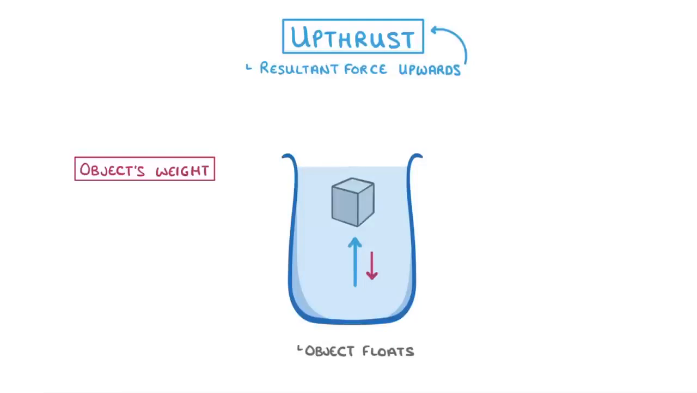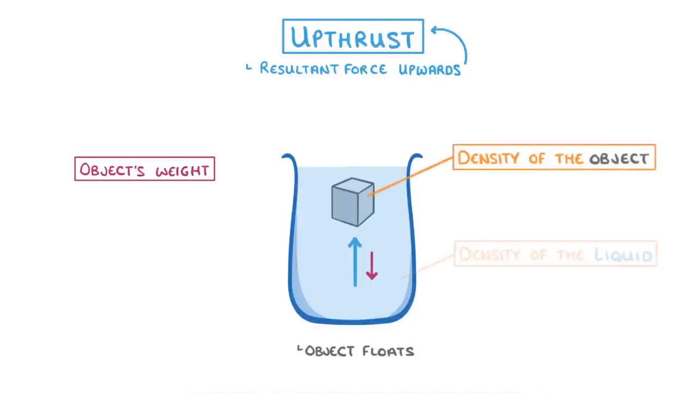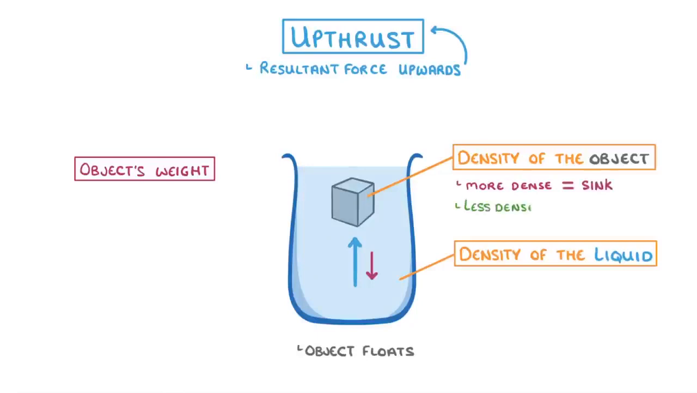Now, luckily for us, instead of actually calculating the upthrust and weight of the object every time, all we need to know is the density of the object and the density of the liquid that it's in. If the object is more dense, like a rock, then the object would sink. But if it's less dense, like an apple, then it will float.